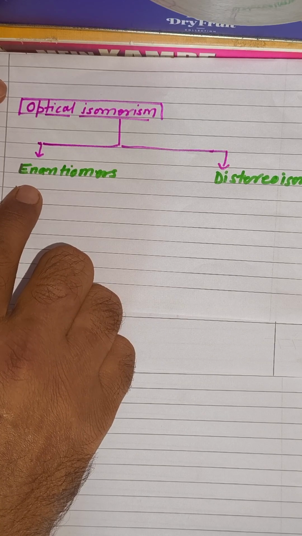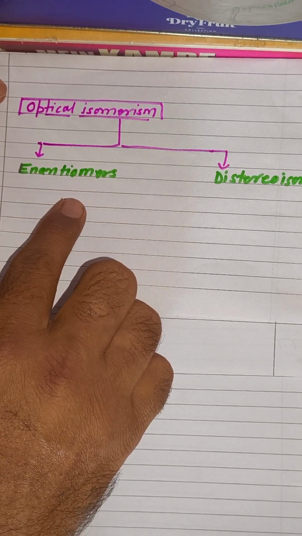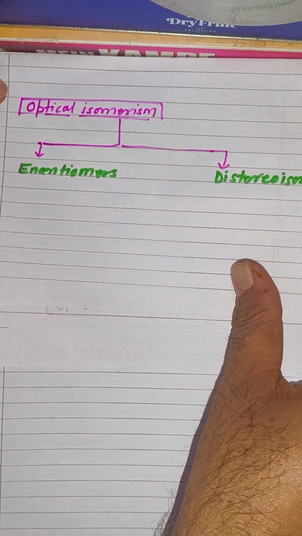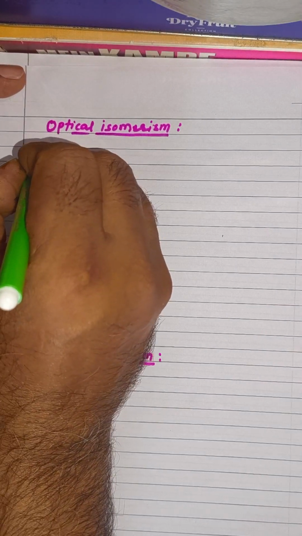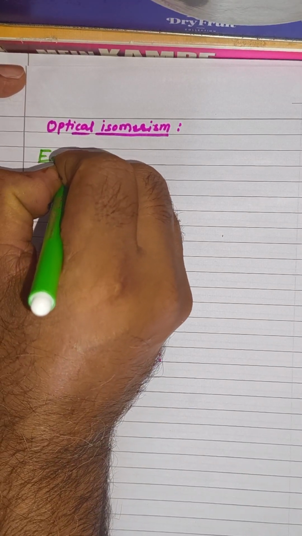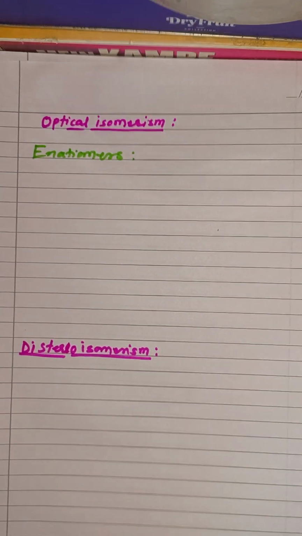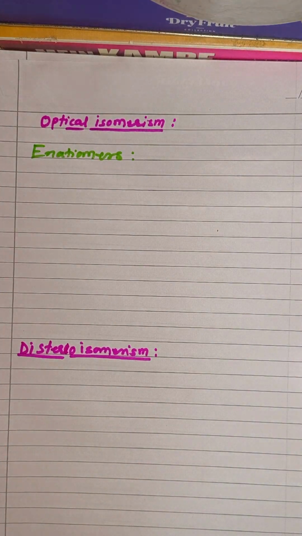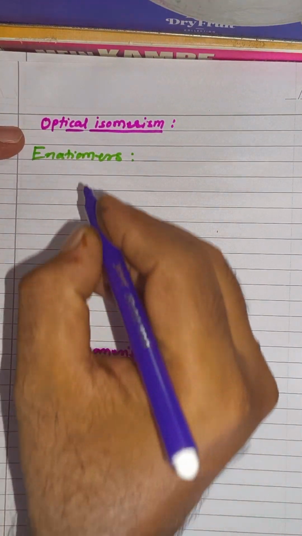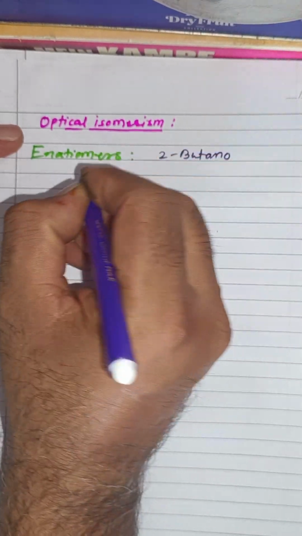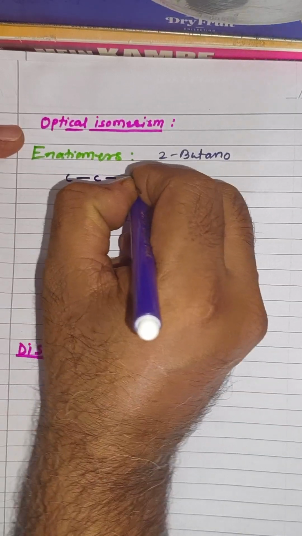Enantiomers are nothing but non-superimposable mirror images of each other, and that's why they are called enantiomers. And the other is diastereoisomerism. So first of all, we'll talk about the meaning of enantiomers. For the enantiomer, I can take one example to explain, that is 2-butanol. I can write this 2-butanol.